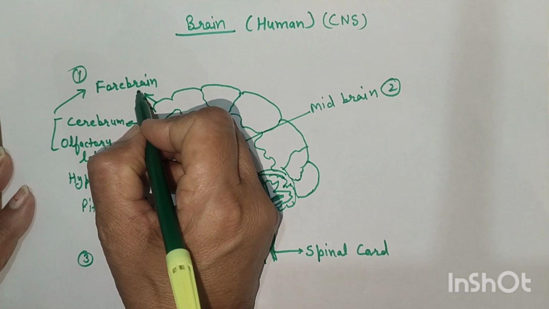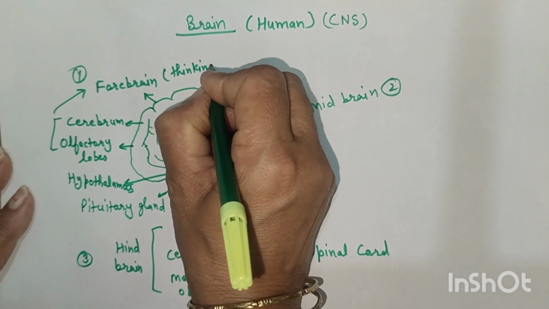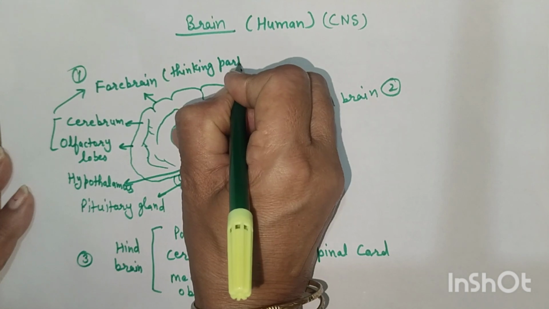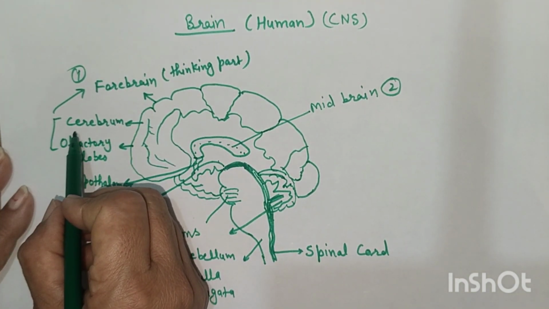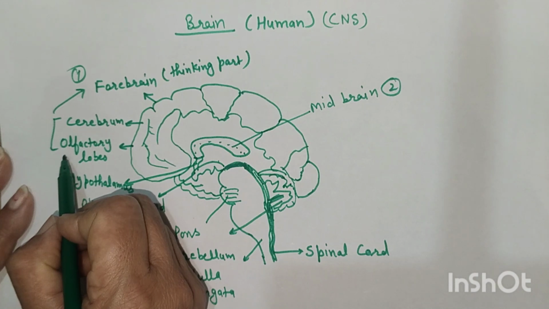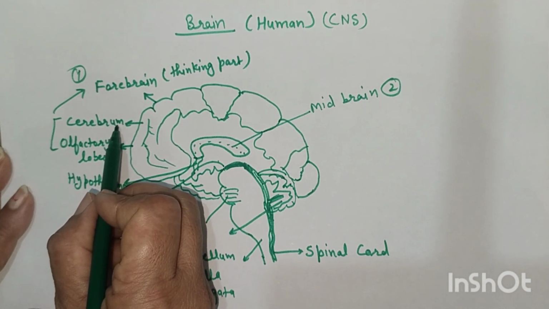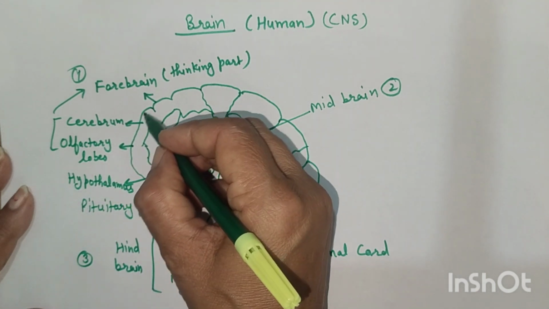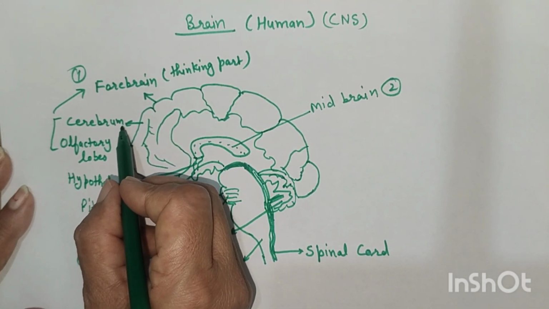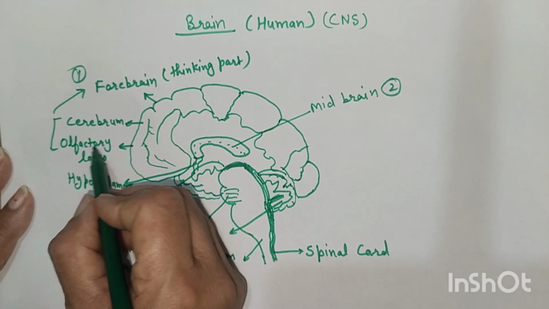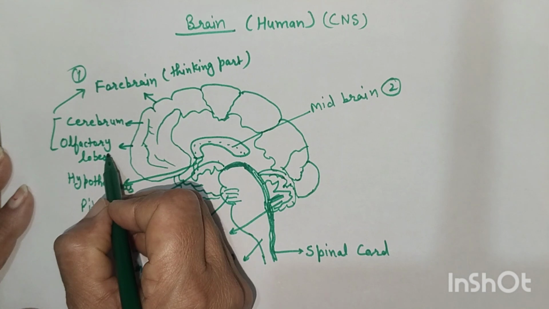Forebrain is the main thinking part of the body. Forebrain consists of two parts: cerebrum and olfactory lobe. Cerebrum is the largest part of the brain, and it is dome-shaped and forms the roof of the brain. That is called cerebrum, the main thinking part. Olfactory lobe is related with the smell.